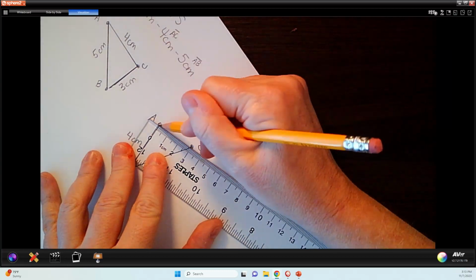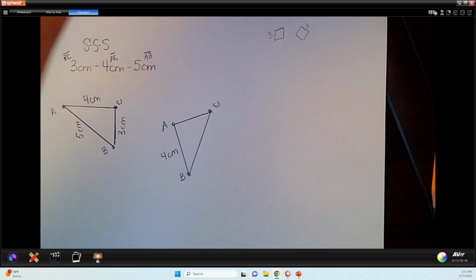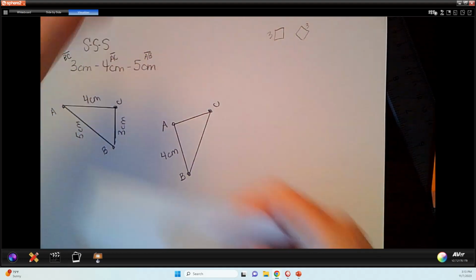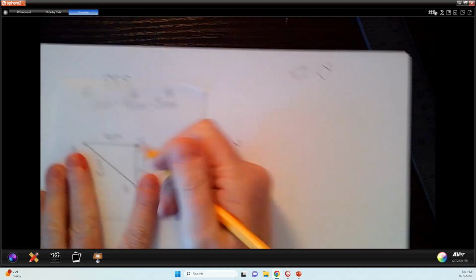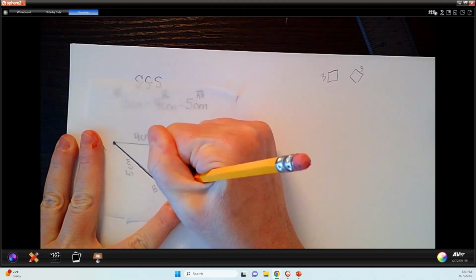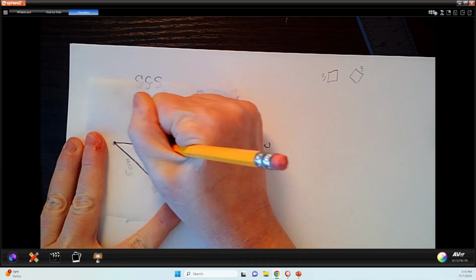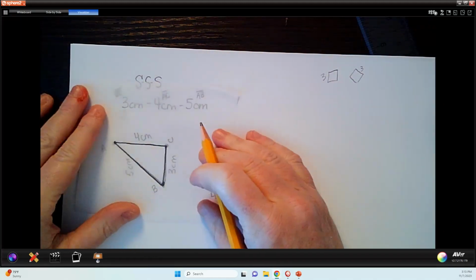Okay, now I'm going to prove to you that these two are congruent. Got my patty paper here, and I'm just going to trace. I'm not even going to use the letters. I'm just going to trace. Again, I'm trying to be as perfect as possible, but patty paper moves around a little bit.